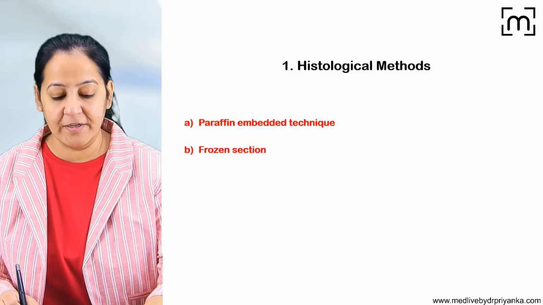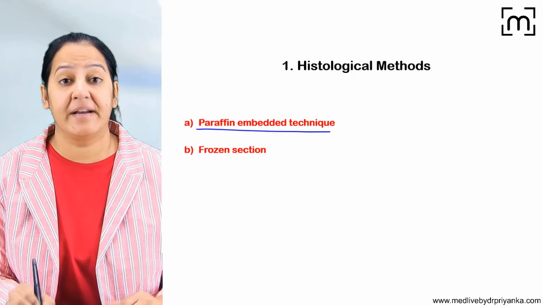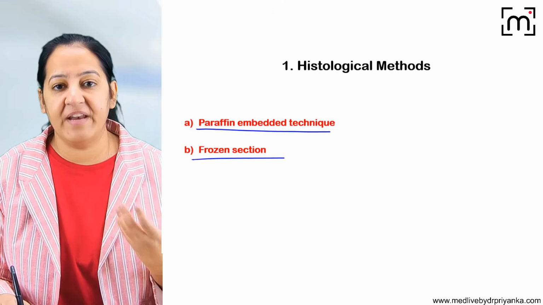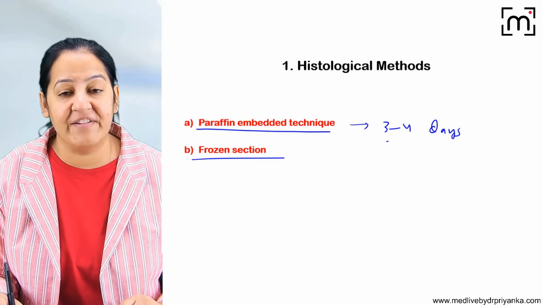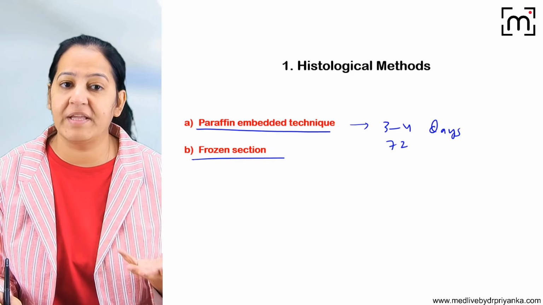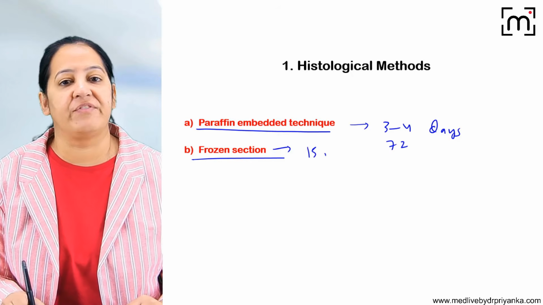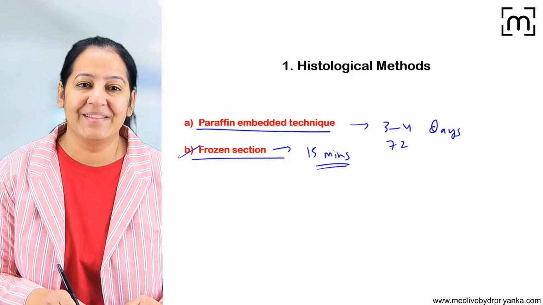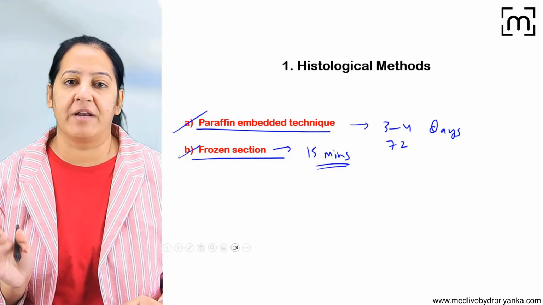In histological method, there are 2 techniques. Number 1, paraffin embedded technique, that is the routine technique, and second is frozen section. For the reporting in paraffin embedded technique, 3 to 4 days are required. That is 72 hours, minimum 72 hours or more than that is required for reporting. Frozen section has to be reported within 15 minutes, 10 to 15 minutes, not days. So it is a fast technique. This one requires more time but more accurate. We will be discussing both of them one by one.